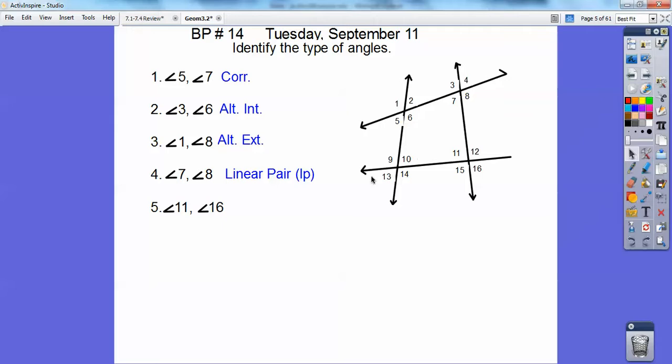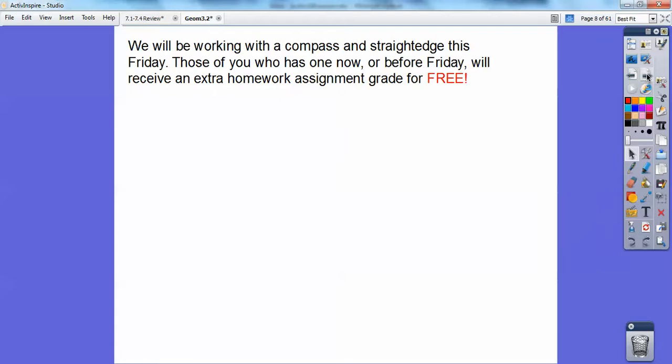All right, 11 and 16. These guys are vertical angles. 11 and 16 are vertical angles. Okay, so here we go. I'm going to get rid of that right there. We're going to be having a compass in class. We're going to need some compasses and straightedges to do constructions, but not with this lesson.